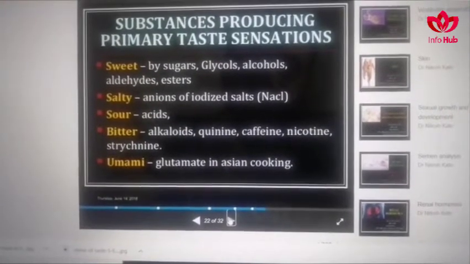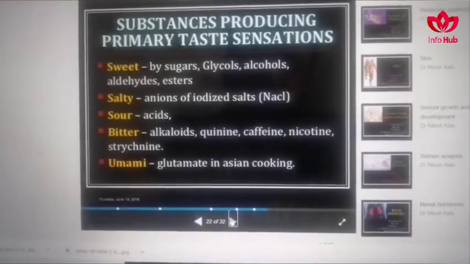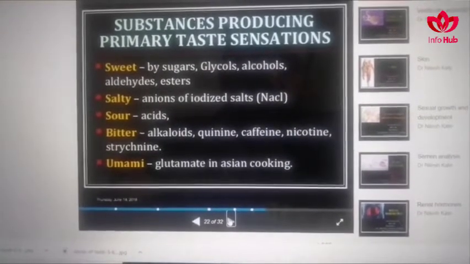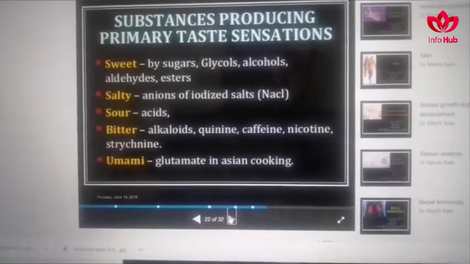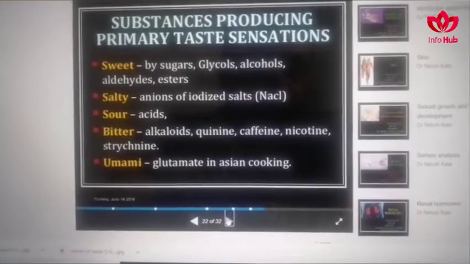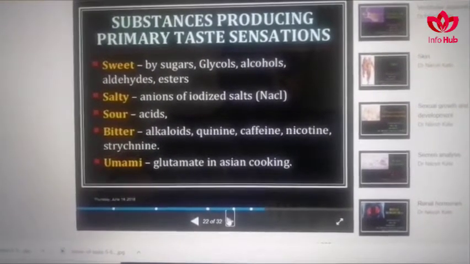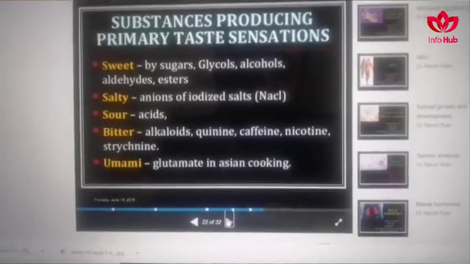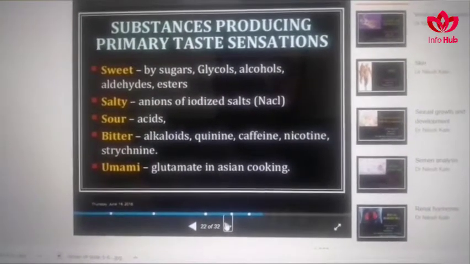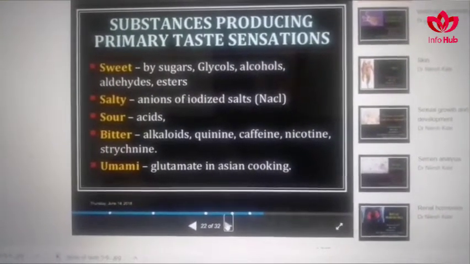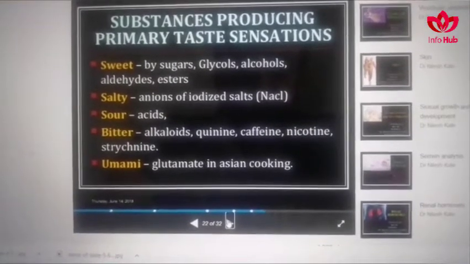Umami, it is glutamate, usually used in cooking material. And if you remember soya sauce, if somebody has tasted that, it tastes like umami. So you can touch any part of the tongue while checking for these taste sensations.